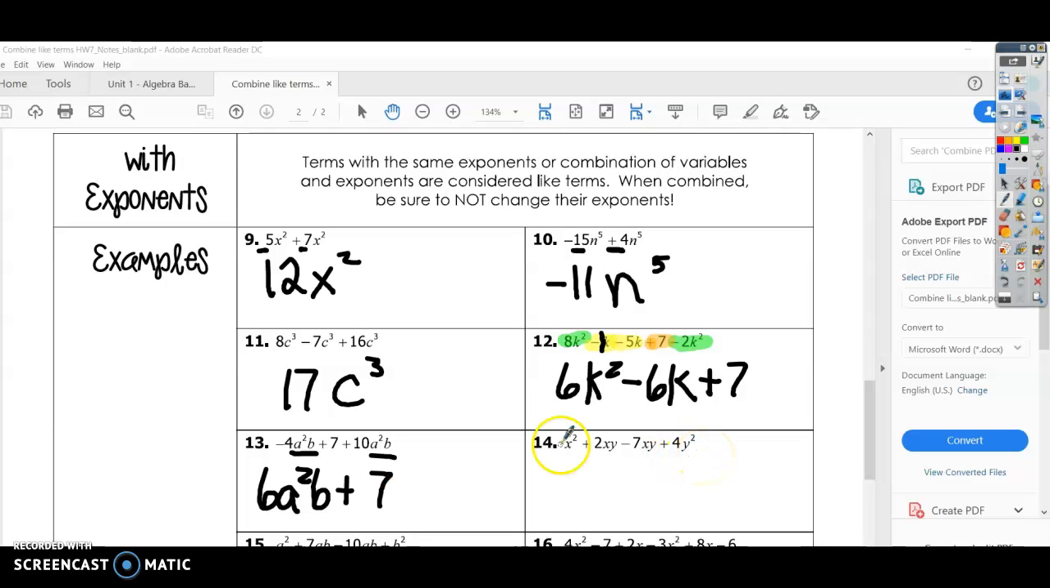All right, so this one has a lot going on. We've got an x squared, a y squared, and then we've got two terms that have x and y. Okay, so let's put x squared plus 4y squared first. See that we cannot combine those because they are different variables. Okay, now the two in the middle, 2xy, and then minus 7xy, that would be negative 5xy. Again, you keep the variables the same and you add the numbers together.